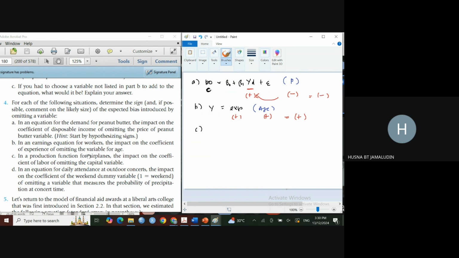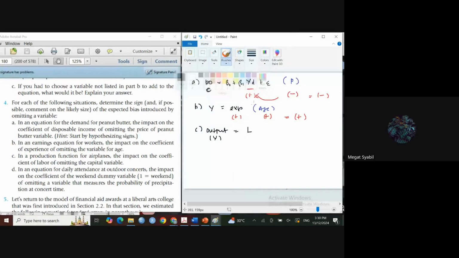In a production function, okay, so this is production. In economics, when we talk about production, we normally put output. Normally we put Y as the output, but it's okay, just put output. What is the function? The impact on the coefficient of labor. So labor, and then capital.